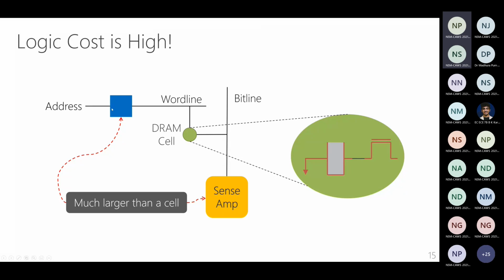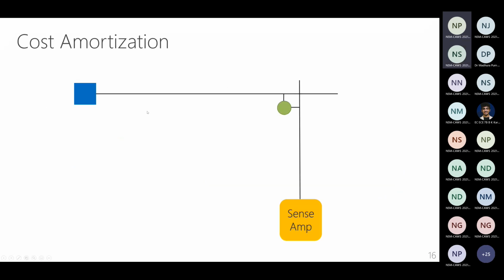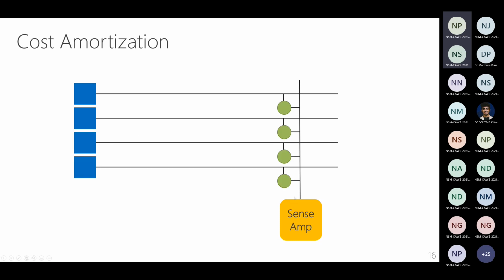Similarly, this address logic is also pretty complicated, and it'd be wasteful if you just have logic that determines whether a single word line has to be raised for a particular cell or not. So to amortize the cost of these two large data structures, modern DRAM architectures share them between multiple cells. As shown in this figure, this sense amplifier is not just connected to one cell, but the same sense amplifier is connected to multiple DRAM cells, 4 to be precise in this slide.